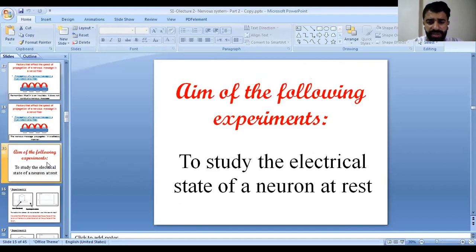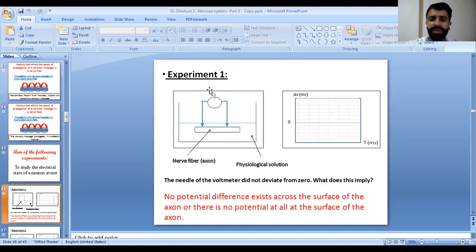The aim of the following experiment is to study the electrical state of a neuron at rest. Okay, let's start first with experiment 1. In experiment number 1, the needles of the voltmeter are found on the external side of the axon, in the external medium or on the surface of the axon. So the voltmeter indicates 0, and the oscilloscope shows 0 millivolts, which is the potential difference, delta V. So the needle of the voltmeter didn't deviate from 0. What does this imply? This means that there is no potential difference across the surface of the axon.